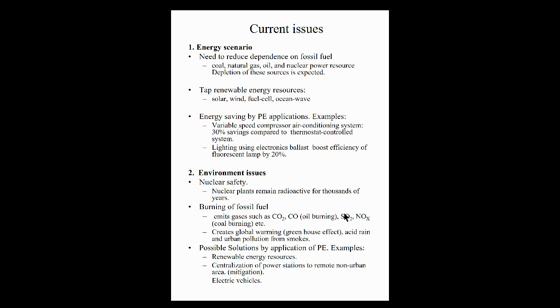Also, I mentioned the static application. Inside the electronic ballast, you'll find power electronics in there. Next time you open one, those circuits in there are power electronics. You can realize up to 20% savings there. So when we look at environmental issues, the nuclear is quite safe.